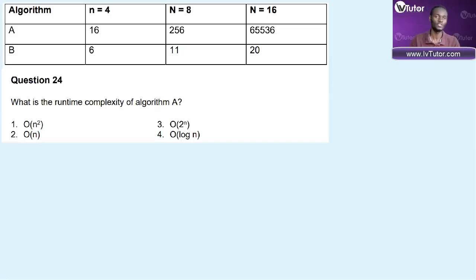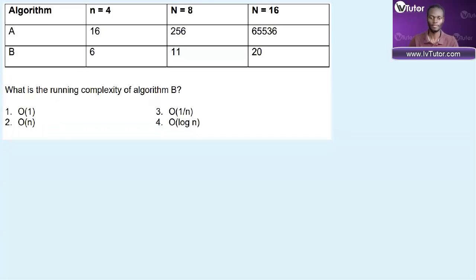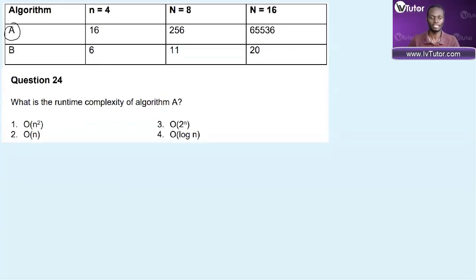The first question says focus on algorithm A, and the second question says focus on algorithm B, but same thing. What they're saying is, given these values of n, this is the result of your algorithm. So if n is 4, then it's 16. If n is 8, then you get 256. If n is 16, then you get 65536. So what is the runtime complexity of algorithm A based on this?